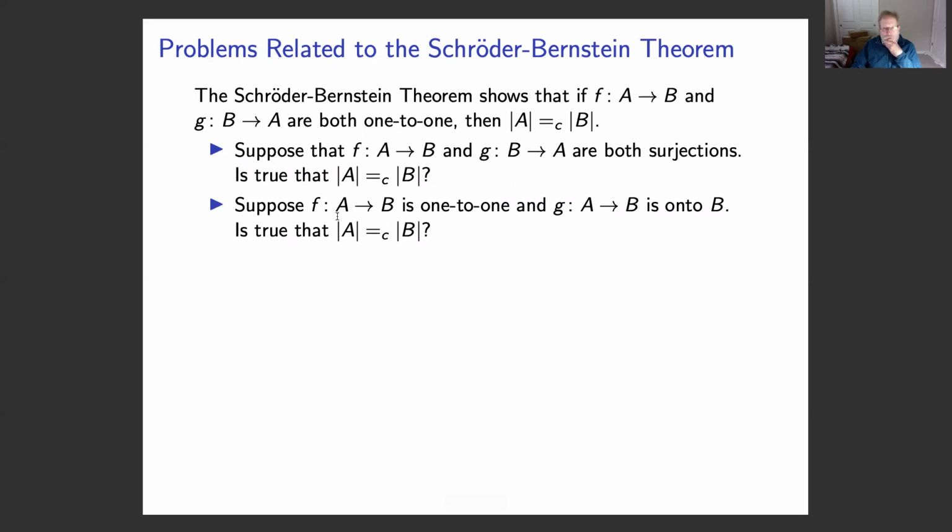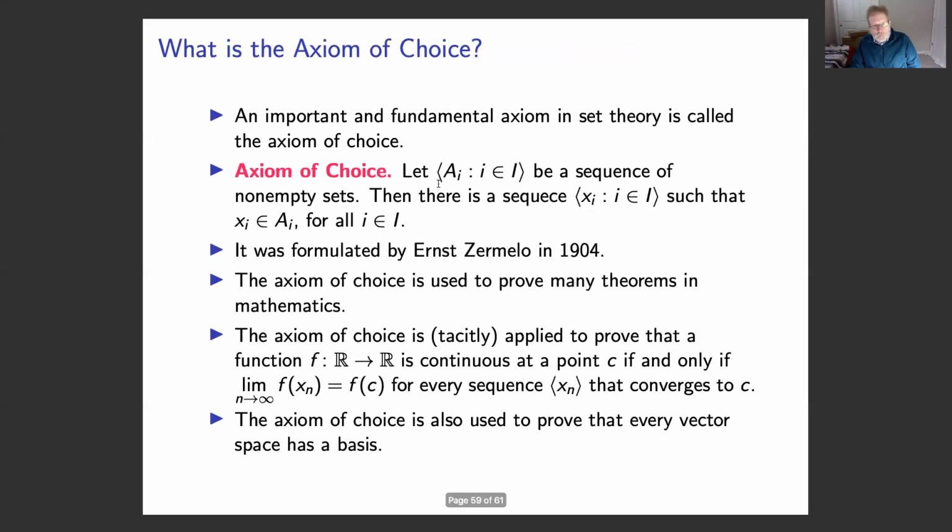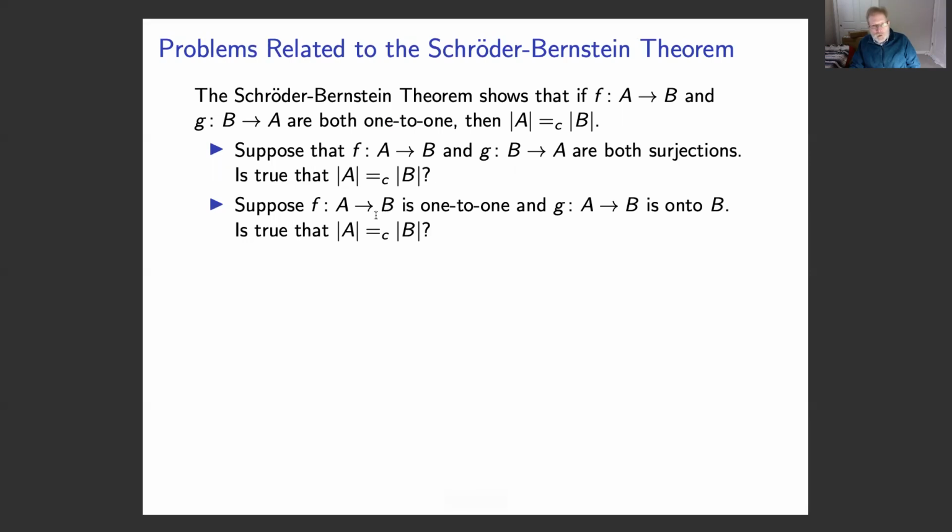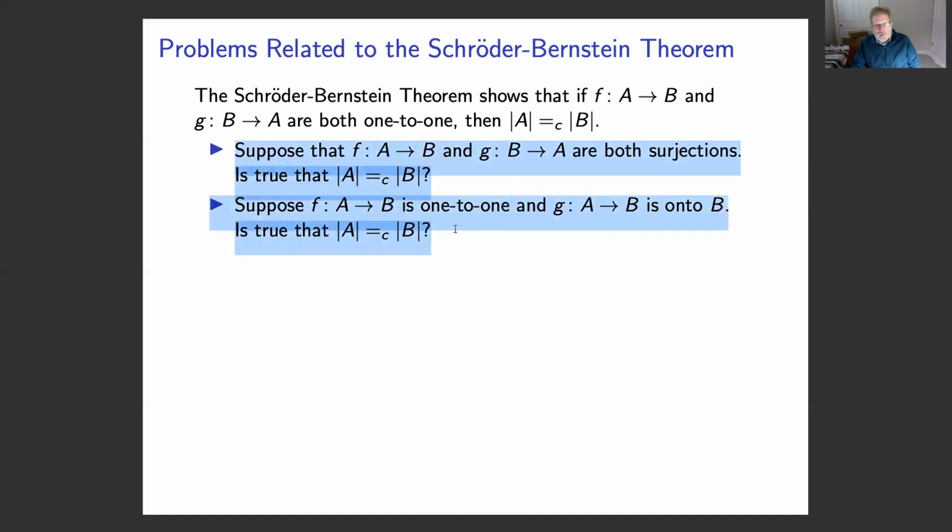Here's another open question. Well, open for us, but it's actually been settled, and it's a good thought problem. Let f from A to B be a 1-to-1 function and let g from A to B be onto. Can you conclude that the two sets have the same size? It's not clear. But it turns out using the axiom of choice, you can prove that both of these are true.